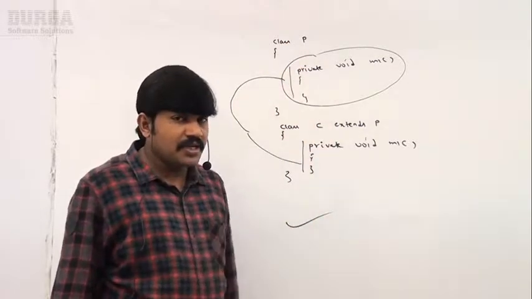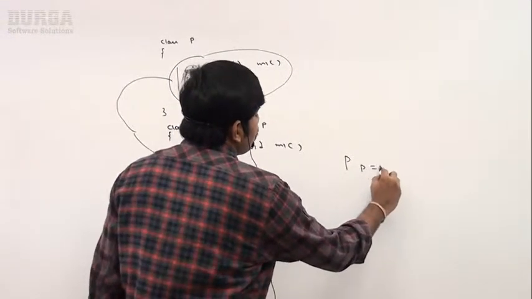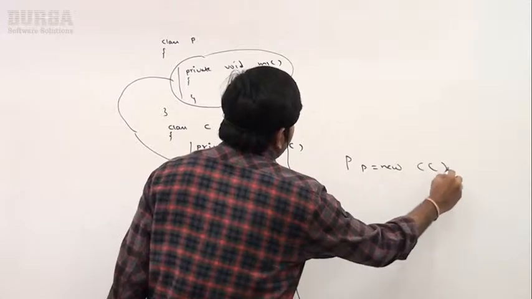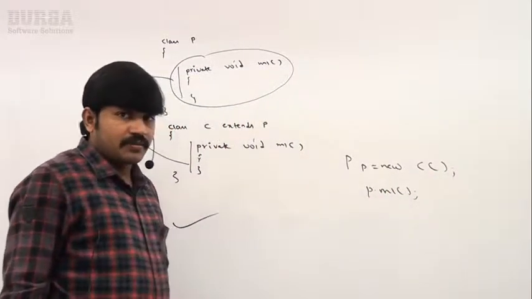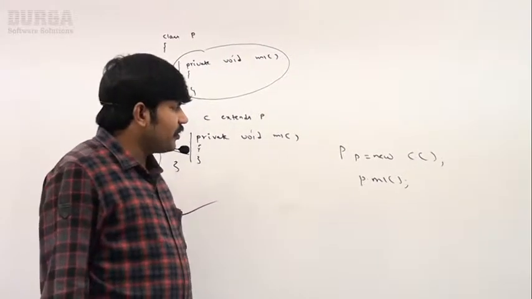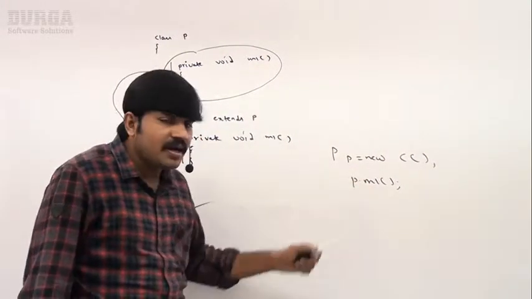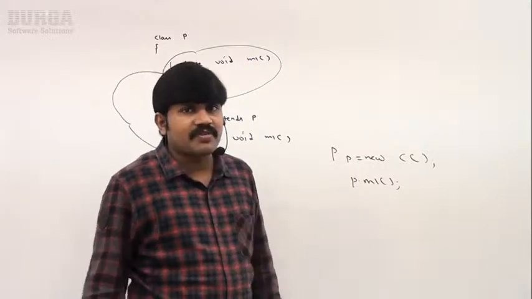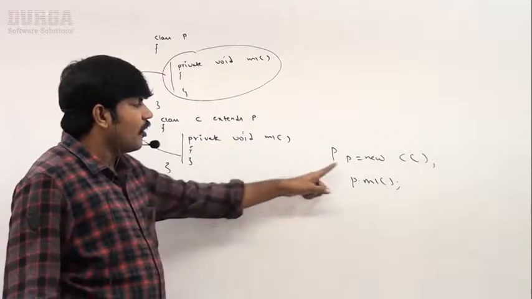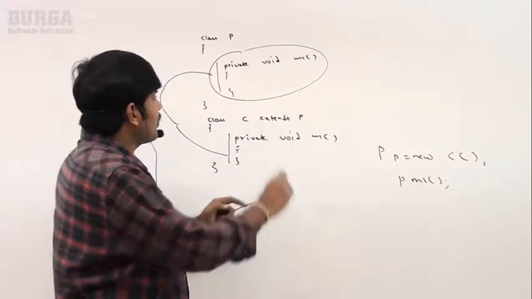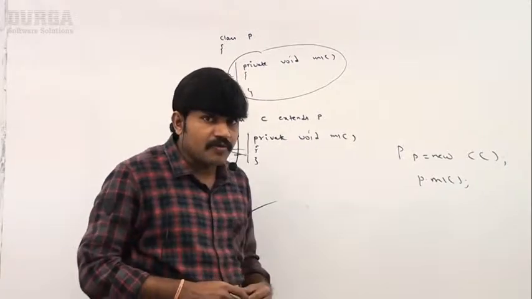Then immediately we may ask the question, sir: Parent P is equal to new Child, and I am taking P.m1(). Which method will come, sir? Can you please tell which method is going to come? If you are calling like this, the compiler will give an error, because how can you call a private method outside of the class? Outside of the class, you can't call this private method, so immediately we are going to get a compile-time error.